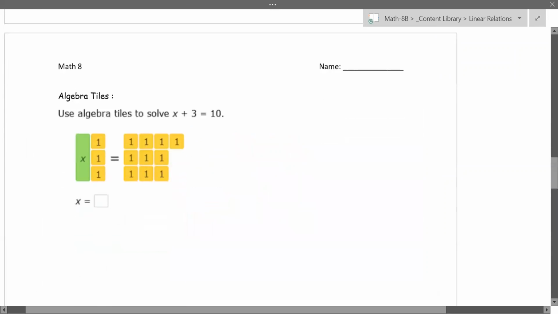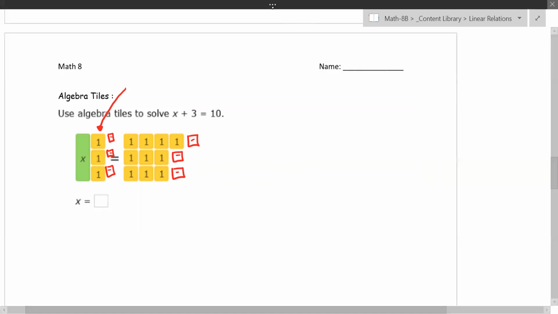So algebra tiles is something you might have used last year. It's a visual to help us solve. They each represent something. The long skinny rectangles represent our variable, most often x, and then we have ones tiles to represent our ones. So when you're working with algebra tiles, you have manipulatives in front of you. If I have 3 ones on the left side here, to cancel out those 3 ones, I would add 3 negative ones. So I'm just going to draw a negative. They're usually color-coded for you. These ones are green and yellow, for example. They will vary.